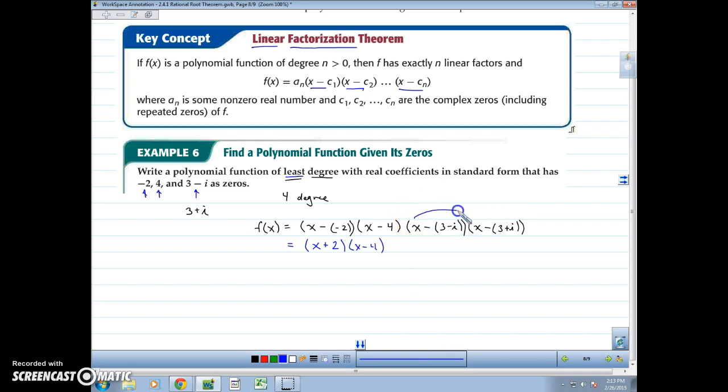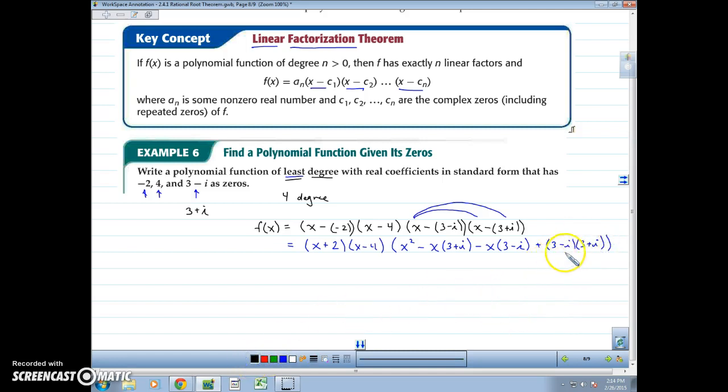So let's try this. x times x is x squared. x times negative 3 plus i is negative x times 3 plus i. Negative 3 minus i times x is going to be negative x times 3 minus i. Those are my two middle terms. And then lastly, we have negative times a negative, so this is going to be plus 3 minus i times 3 plus i.